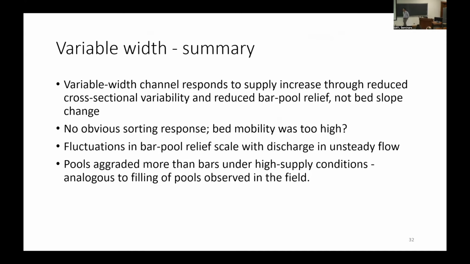All right, so to summarize the second channel geometry, we have the variable width channel, and it largely responded to the sediment supply increase by reducing its cross-sectional topographic variability, reducing the bar pool relief, essentially smoothing out the channel. We still have bars and pools there, riffles and pools, but less so than we did before we increased the sediment supply. So it didn't need to increase its slope dramatically in order to move twice as much sediment as it was beforehand.